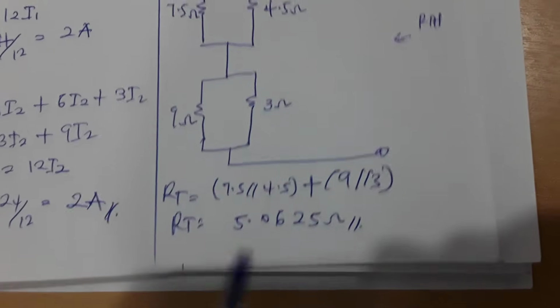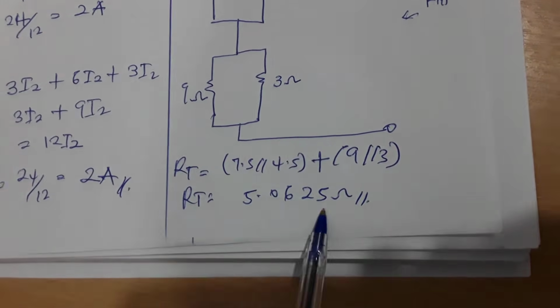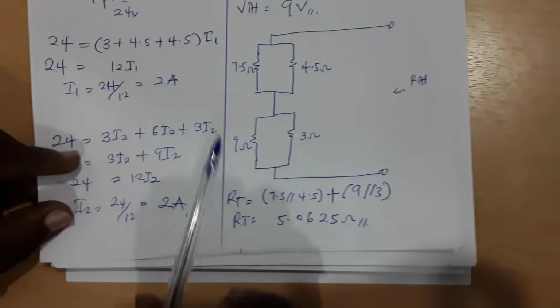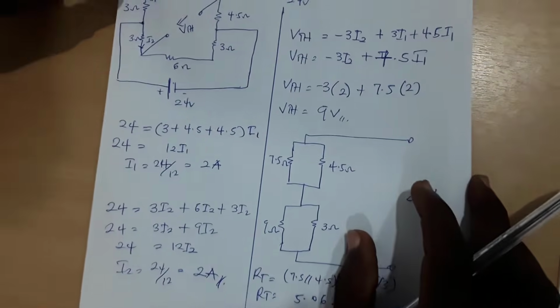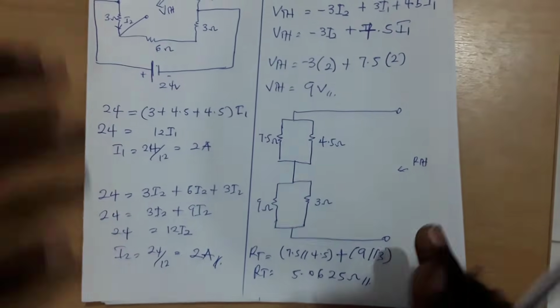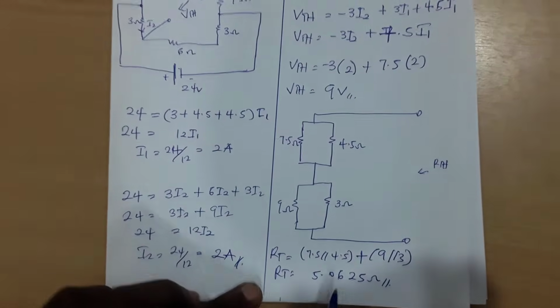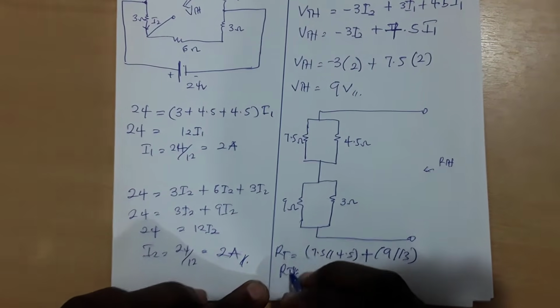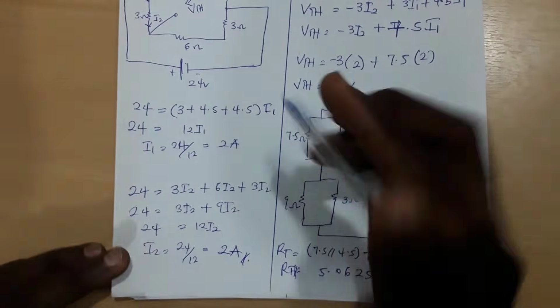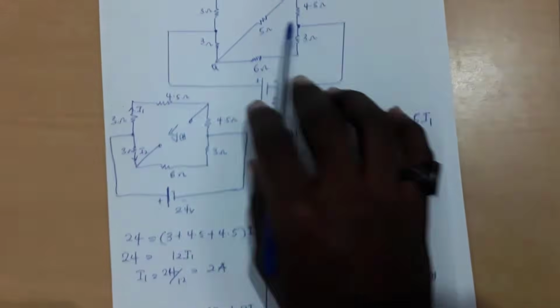And now that we know our RTH and VTH, we can find the current through the branch, that is this. So it will look like this.